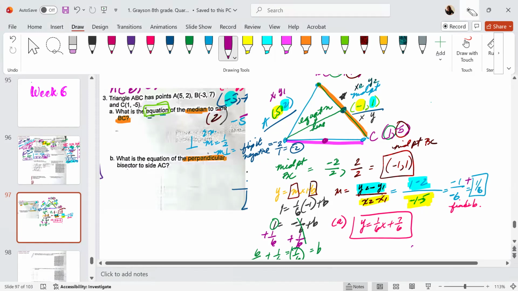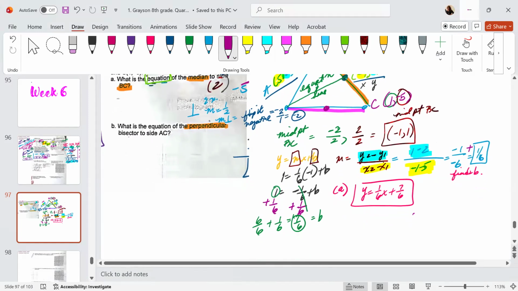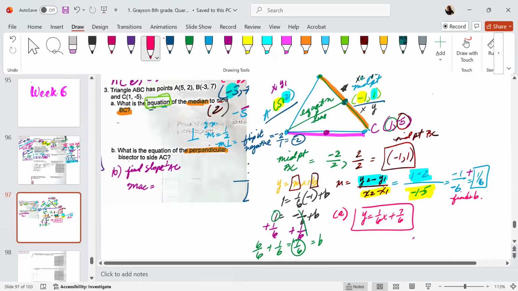Okay, so we're going to go ahead and find the slope of AC. So for B, first step, 1B, find the slope of AC, correct? But remember, you need to find the slope that's going to be perpendicular to AC, right? So let's find the slope of AC. What are the two points here? What's A and C? A is what? It's 5 and 2. What's C? 1 and -5. Okay, let's find the slope of that.